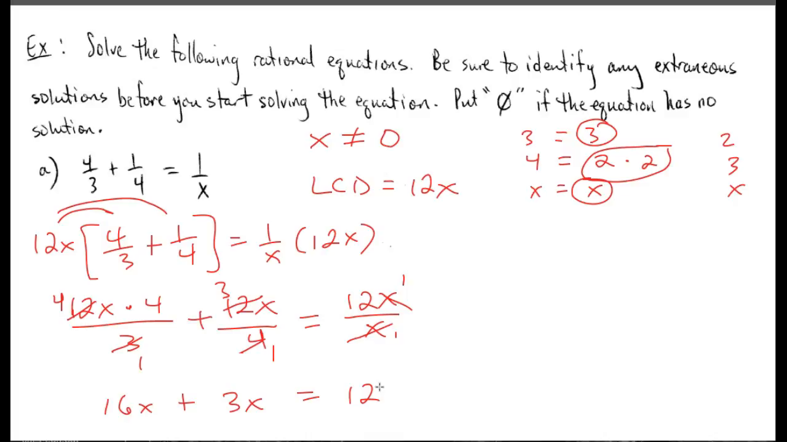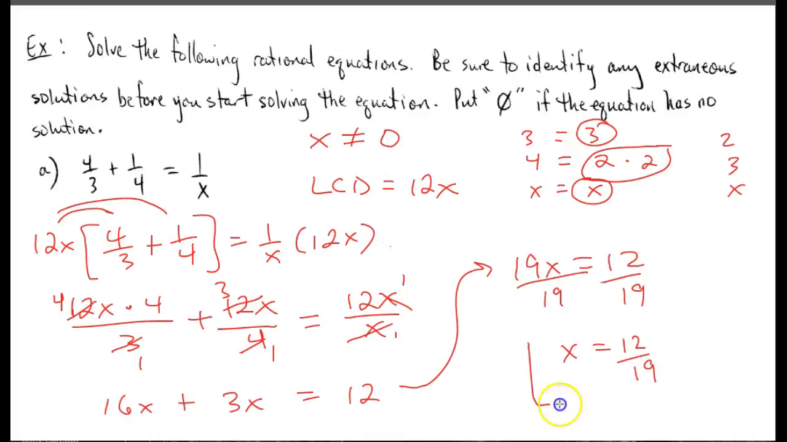So now you see that we've essentially rid ourselves of these polynomial fractions, and now we have just a nice linear equation left. And so if we combine like terms, we know that 16x and 3x, 19x, that equals 12. And then we just divide both sides by 19. And we see that our answer is 12/19.